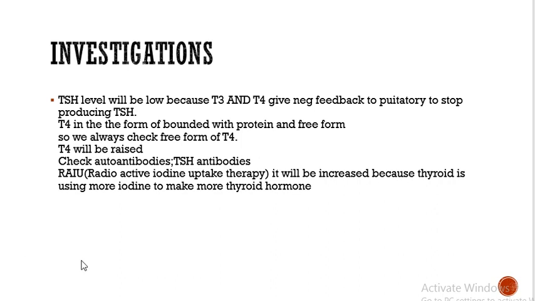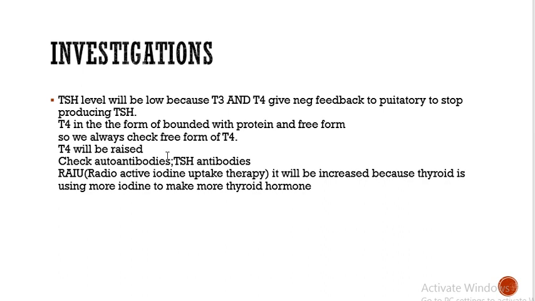Now come to the investigations, which investigations we will do. First of all, more important is the TSH level, which will be low because T3 T4 are being produced more. So T3 T4 go to the pituitary and send the message to the pituitary that our amount is more, now stop producing TSH. So TSH is produced less, so the TSH level will be less. So we will also check T4. Keep in mind T4 is present in the form bound with protein or free form. So we always check the free form of T4.